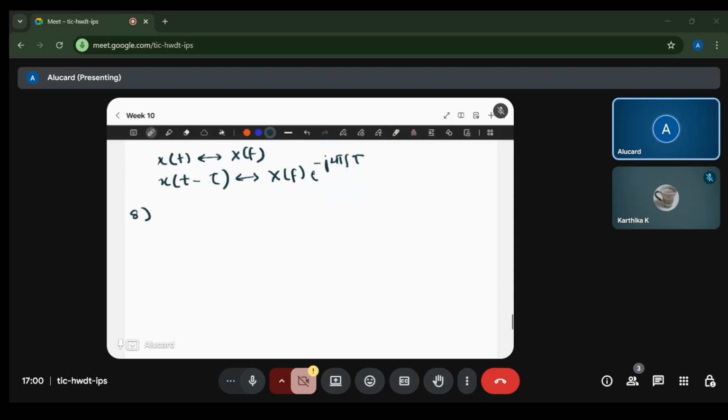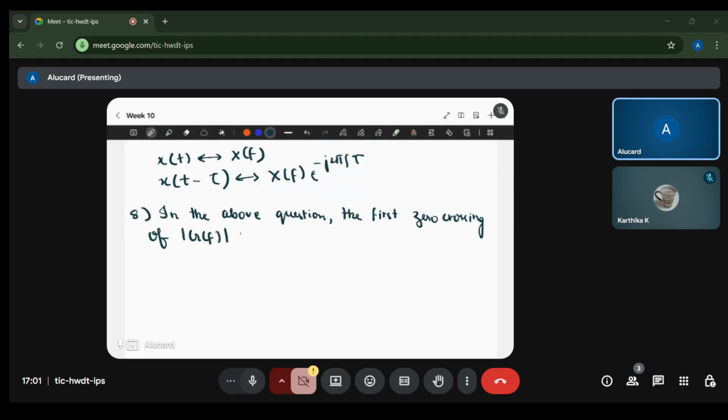In question 8, in the above question, the first zero crossing of the magnitude of g of f occurs at a frequency, at what frequency?